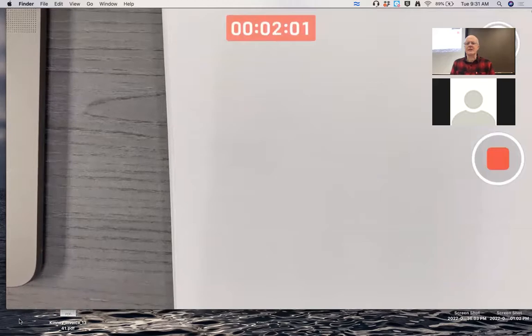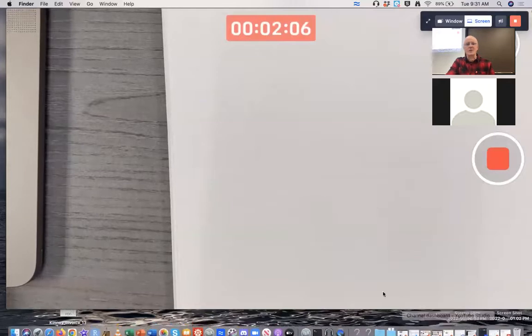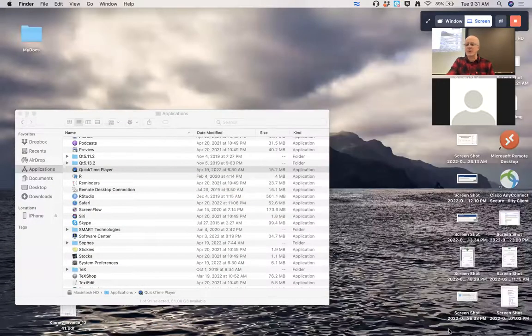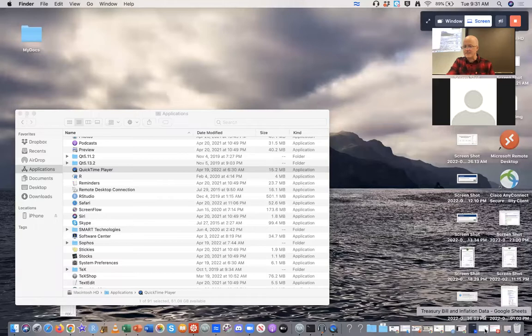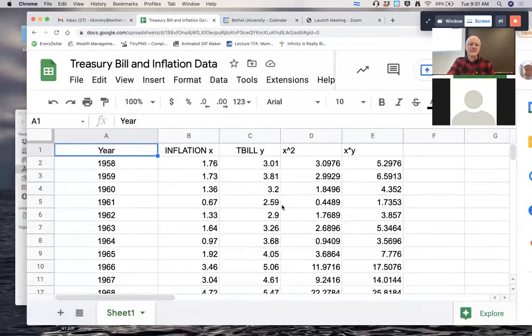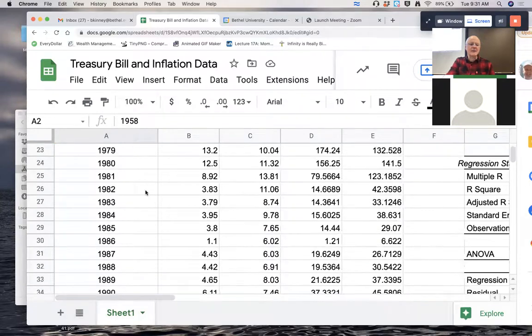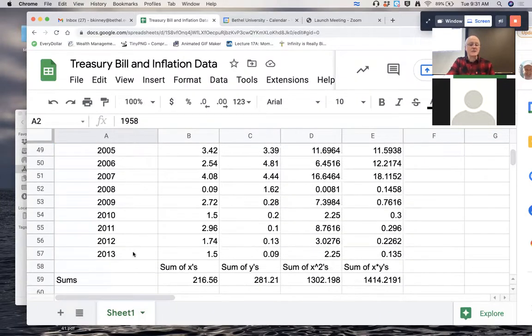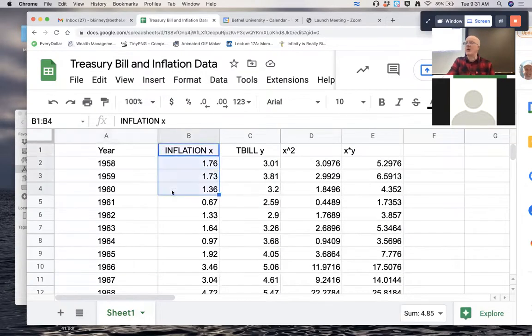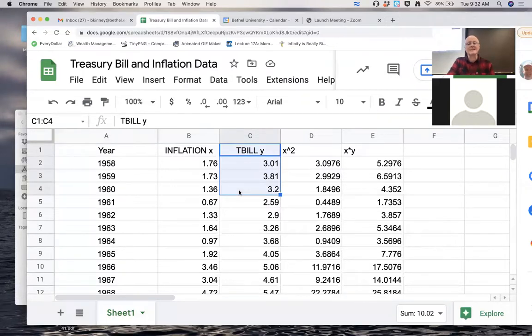But to motivate us to do the theory, let me remind you of our main application from last Thursday. That application was to look at the relationship between treasury bill return and inflation rates. Here was the data from the years 1958 through 2013. We've got the inflation rates we thought of as X, the explanatory variable, and the T-bill return we thought of as Y, the response variable. I like using those words, explanatory and response.